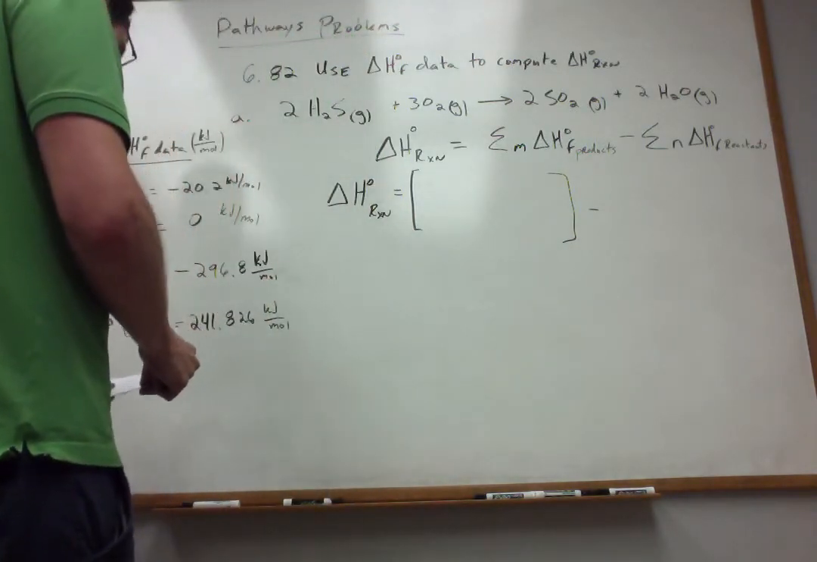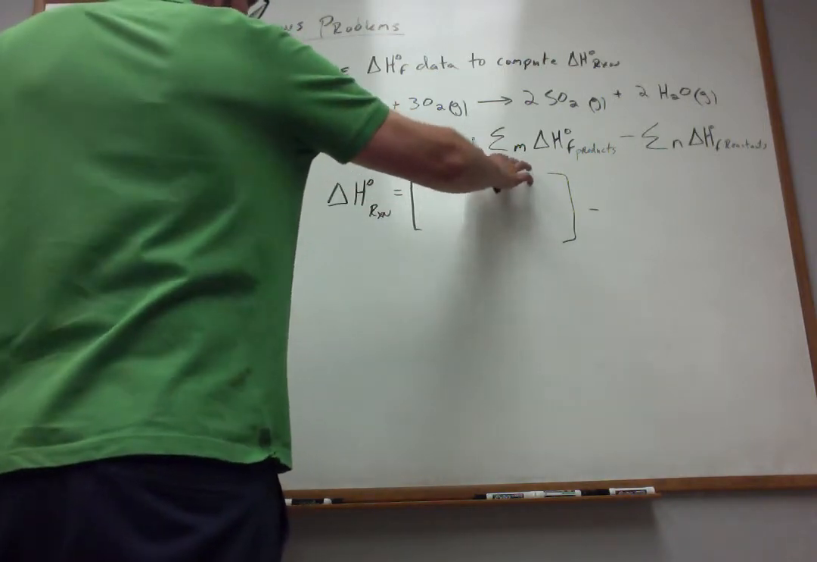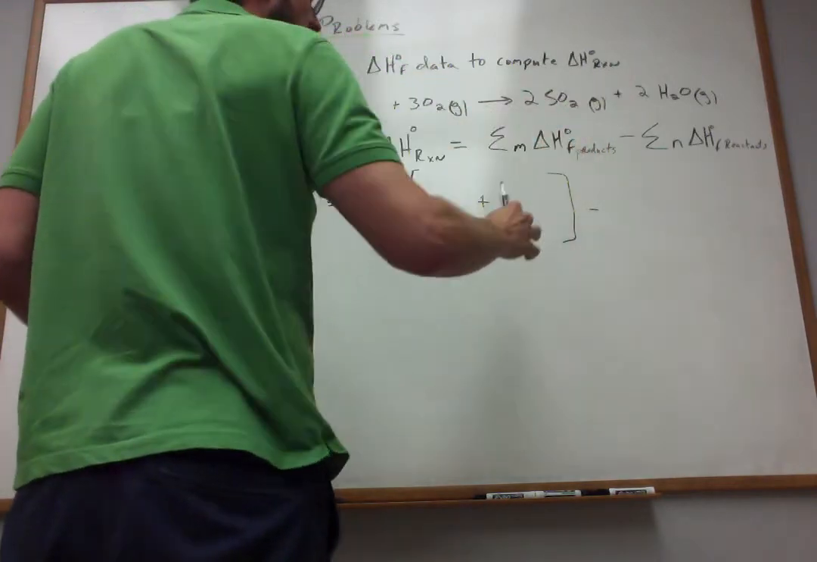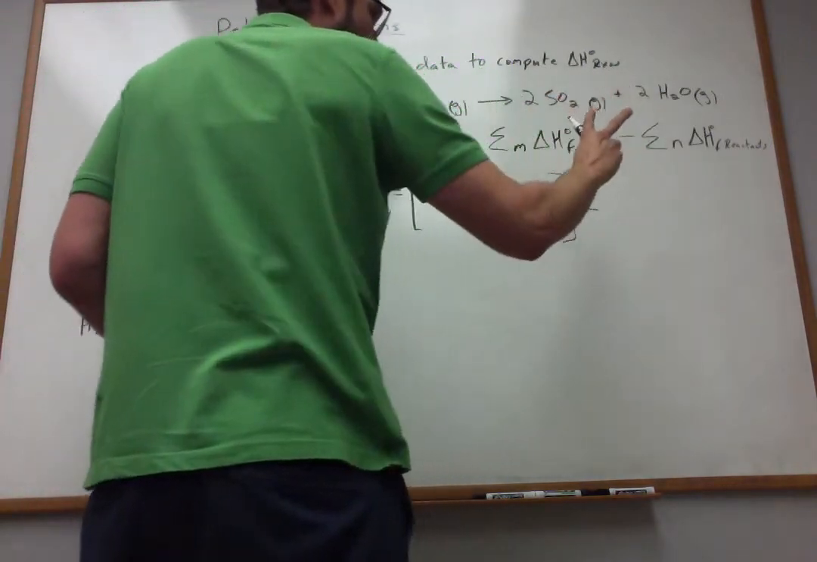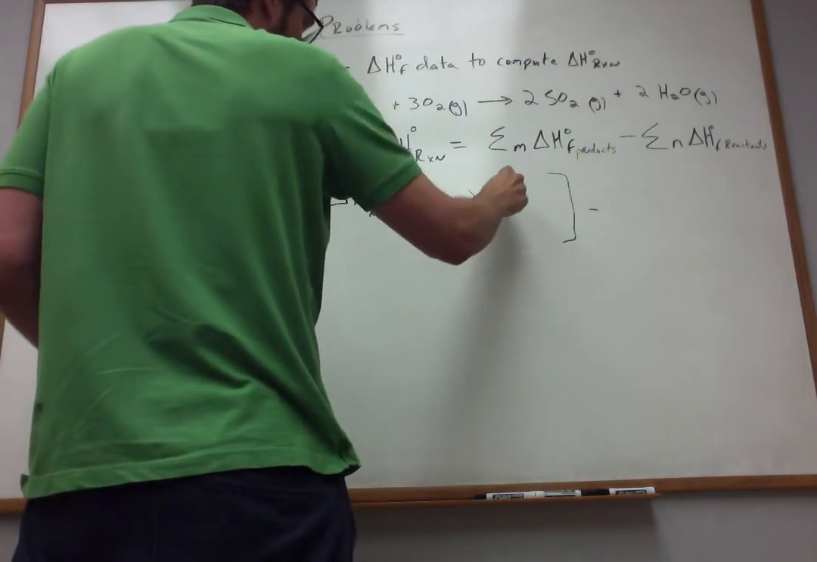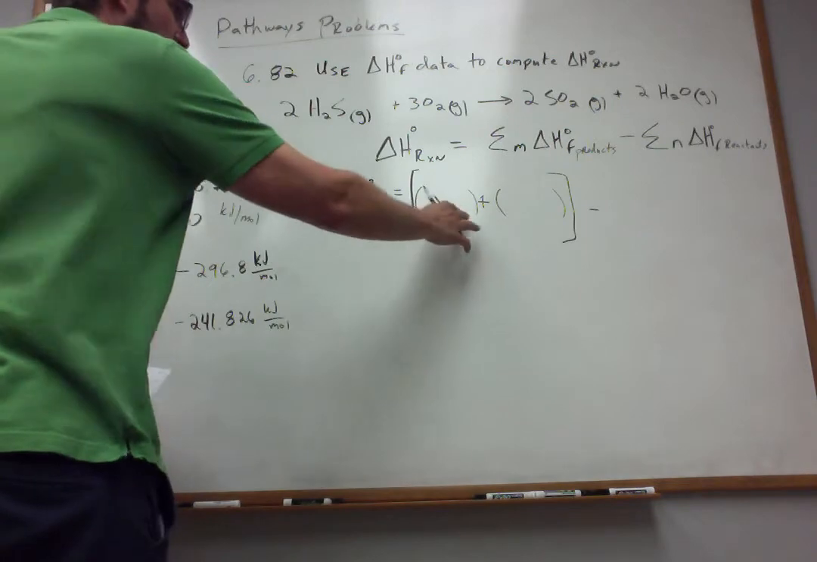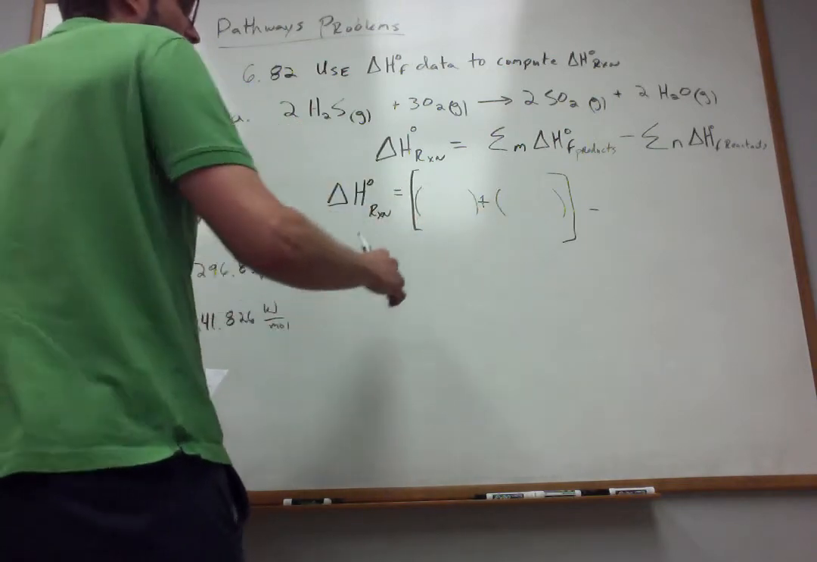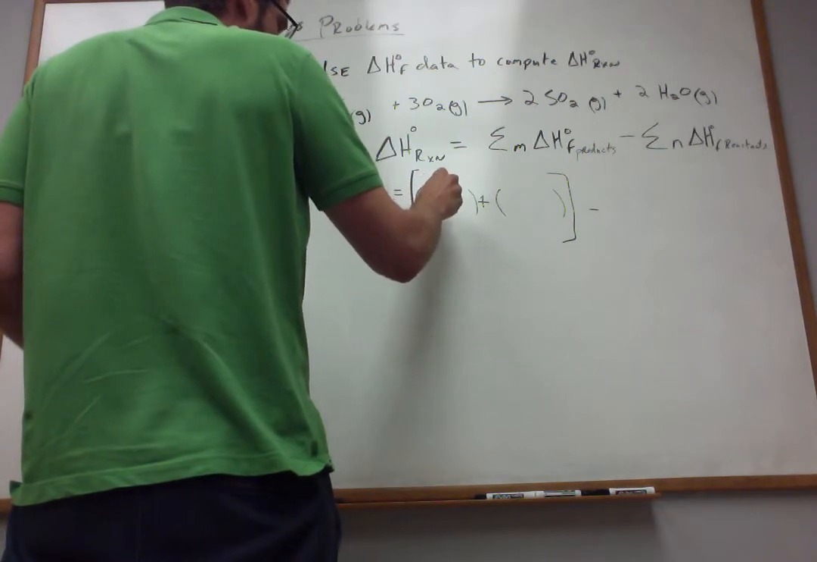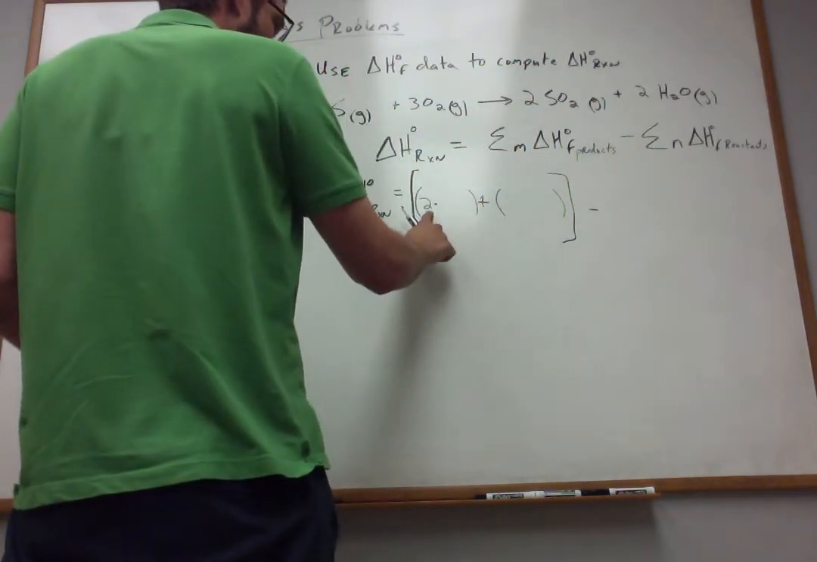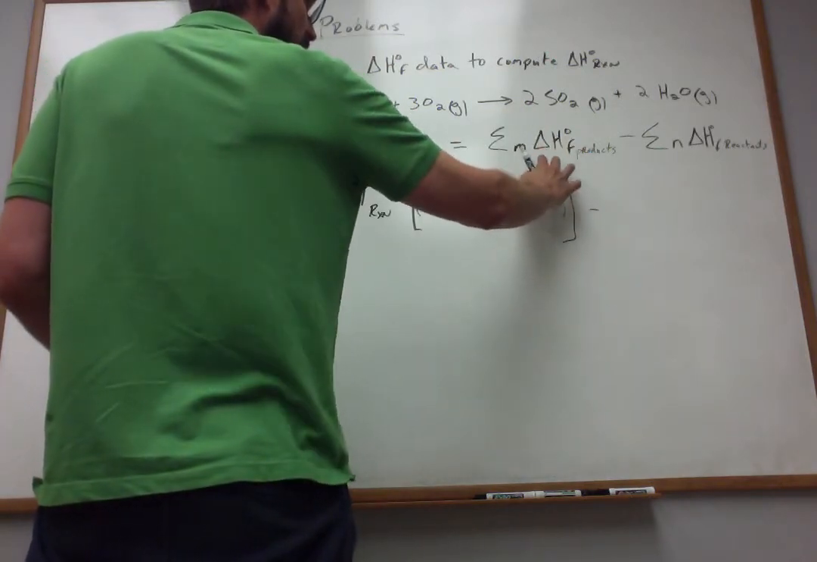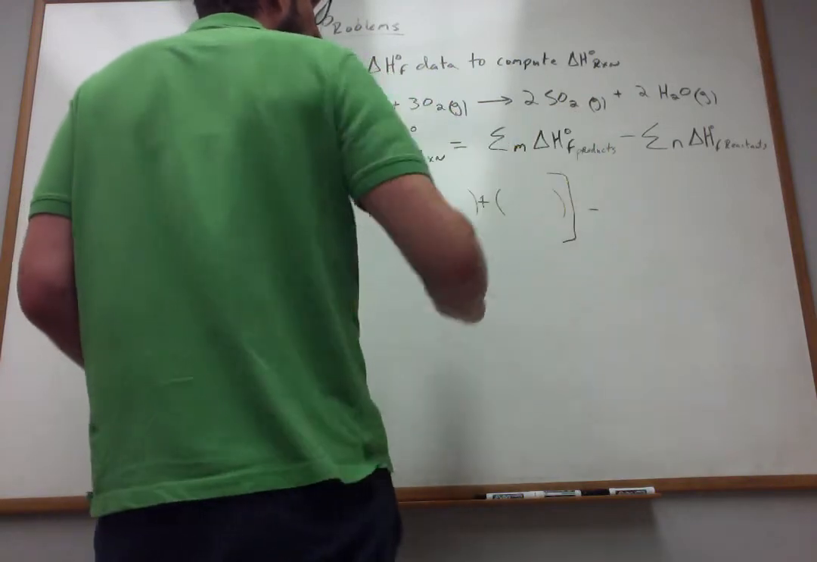So what does this tell us to do? Well, we're going to add a term for every single product that we've got. Now here we've got 2 products, so we're going to have 2 terms that we need to add together. Okay, so I'll write some brackets, 1 for each term. We're going to have 1 term for SO2. And since the stoichiometric coefficient in the balanced chemical equation is 2, I'm going to multiply that 2 times the delta HF0 for SO2, or sulfur dioxide.